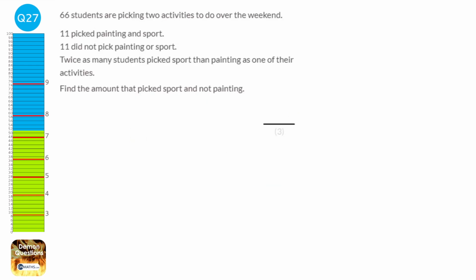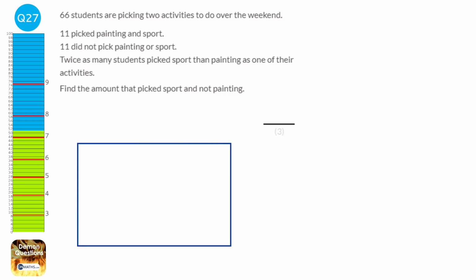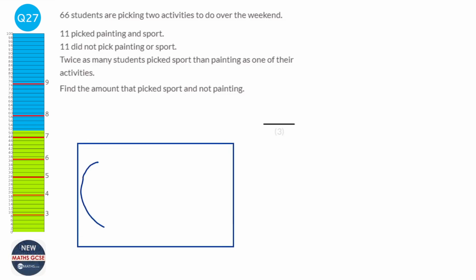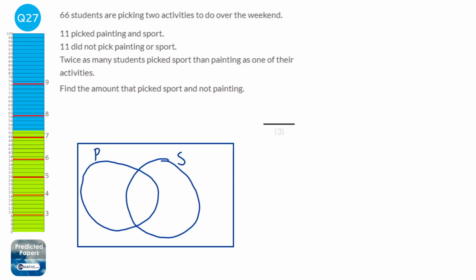So this question will probably need a Venn diagram just to make it a bit easier. So I'm going to draw a Venn diagram. You don't need to. If you can work out how to do this question without, you can do, but I think this is a really tricky question to do without a Venn diagram. So it says that they picked 2 activities. It was either painting, which I'll put as a P, and sport, which I'll put as an S.